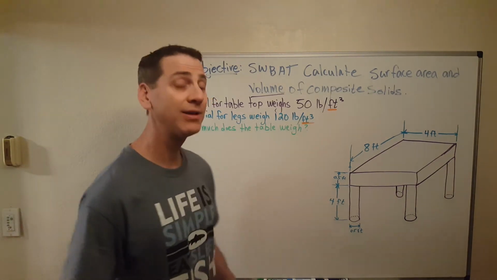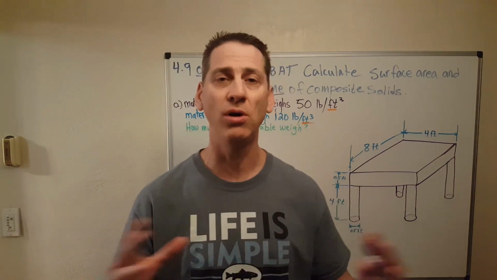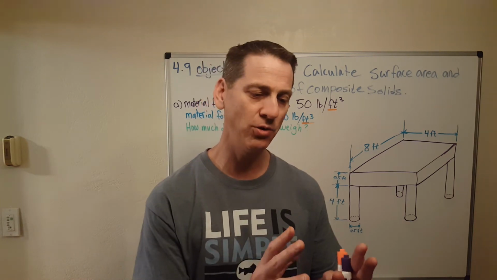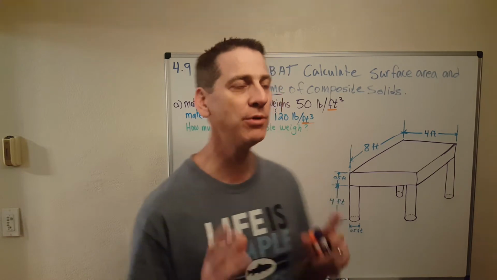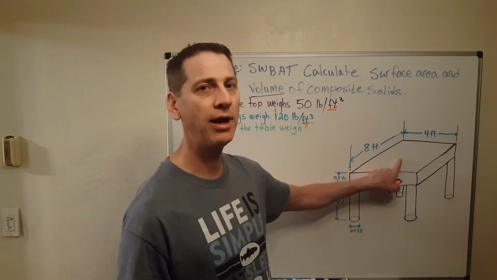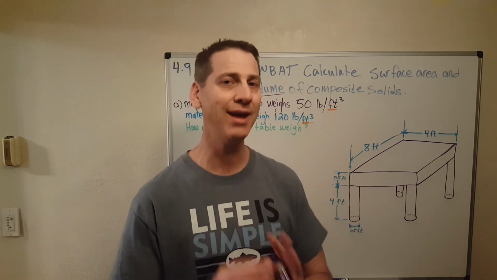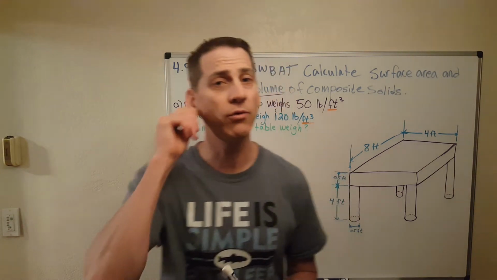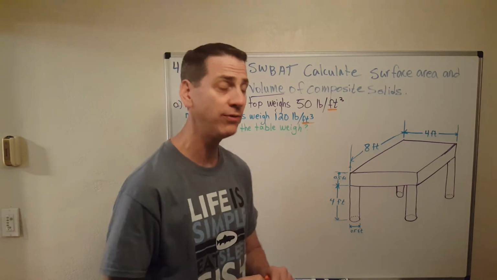Well, we're going to have to take this in parts. We can't do it all at the same time, right? So for all of these composite shapes, you've got to do one piece at a time. So I'm going to start with the tabletop. I know that is a rectangular prism, and I know how to find the volume of a rectangular prism. We did this in a previous video.